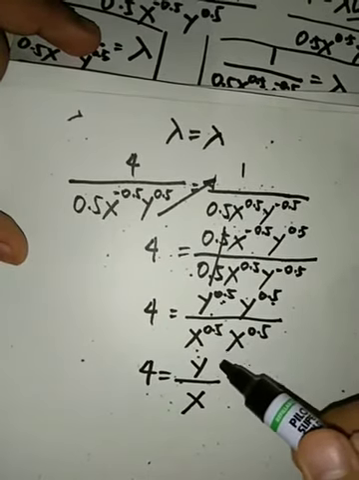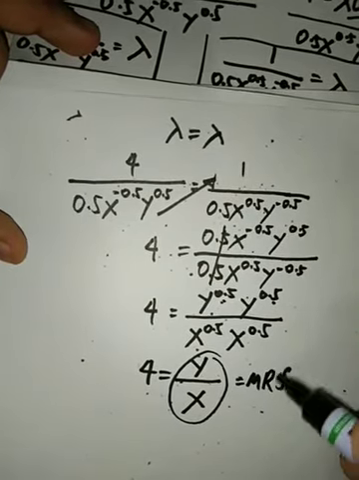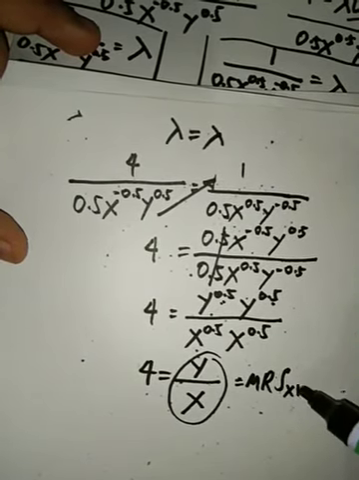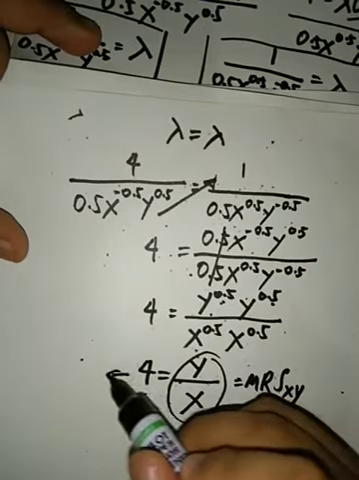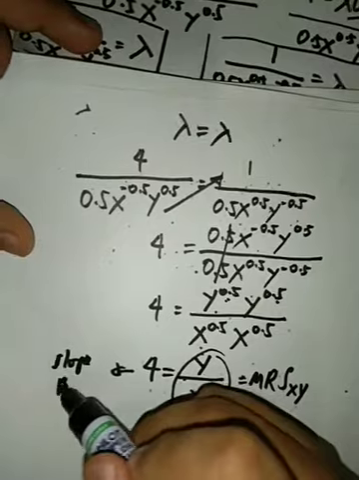This is what we call the MRS of x for y. This is the relative price, or the slope of the budget line.